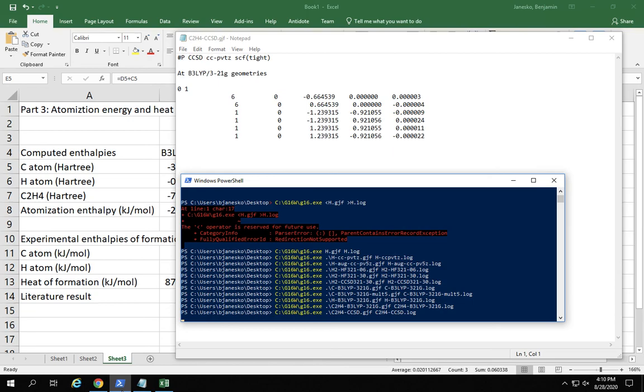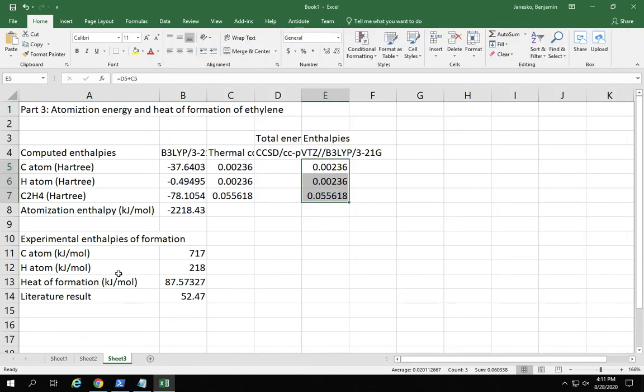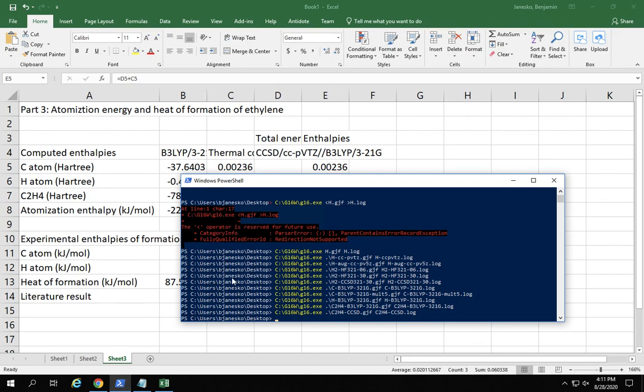But we're going to just let this guy run and run and run. And then we're going to plug in the values and see how much closer we actually get to the experimental enthalpy of formation of the gas phase species. Do we go from 87 kilojoules per mole to something that's a little better? Well, the calculation is done. That's nice.